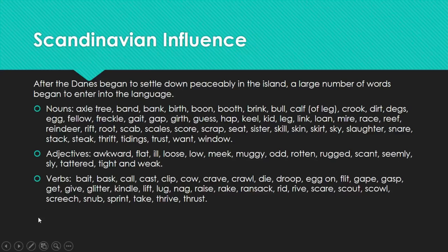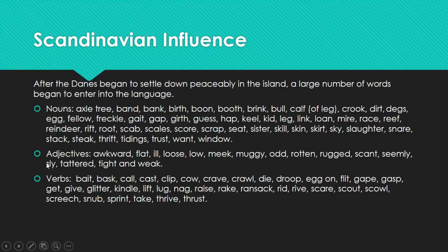Axle, tree, band, bank, birth, boon, booth, brink, bull, calf, calf of the leg, crook, dirt, dregs, egg, fellow, freckle, gate, gap, girth, guess, hap, keel, kid, leg, link, lawn, mire, race, reef, reindeer, rift, root, scab, scales, score, scrap, seat, sister, skin, sorry, skill, skirt, sky, slaughter, snare, stack, stake, thrift, tidings, trust, want, window, etc. These are some important nouns which were borrowed from Scandinavian languages.